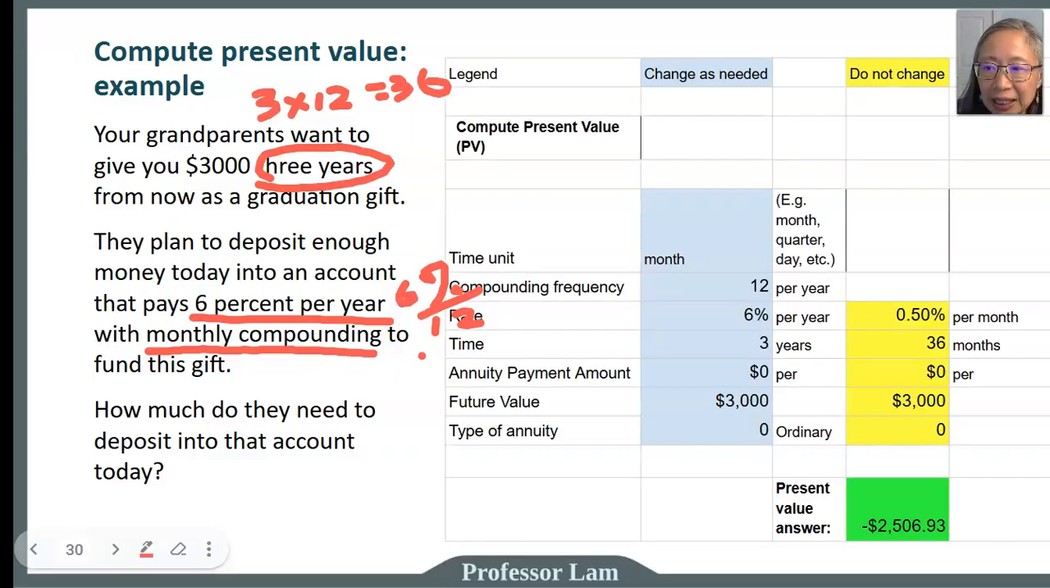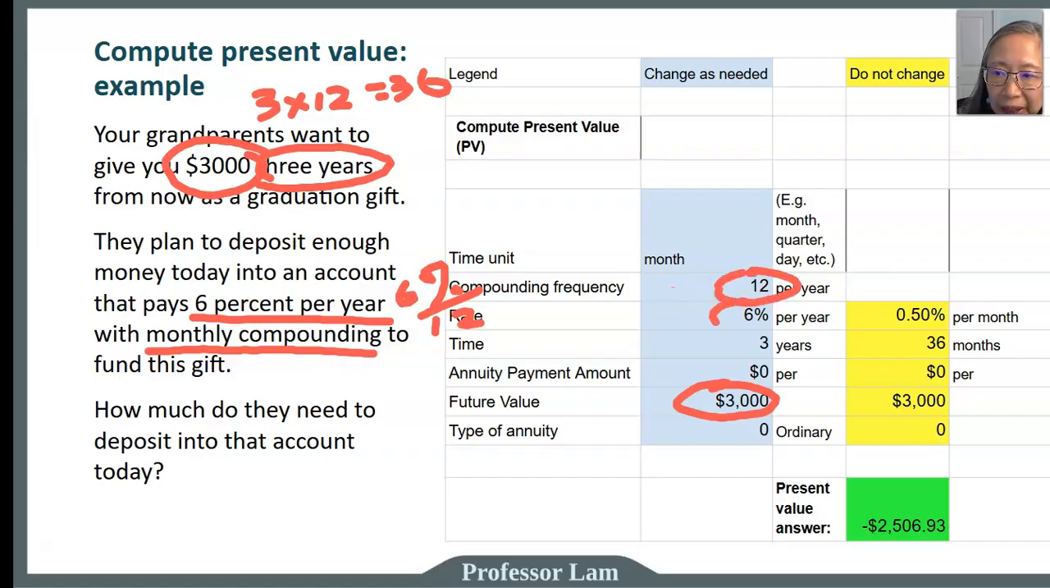So when we enter this into the template, we have the $3,000 is how much they want to give you at the end. So that's your future value. Compounding frequency is 12 times per year. So the interest rate is 6% per year over 3 years. So notice that the template automatically makes the changes for you. So if compounding frequency is 12 times per year, that converted the time to 36 months, and the interest rate gets converted to 0.5% per month.